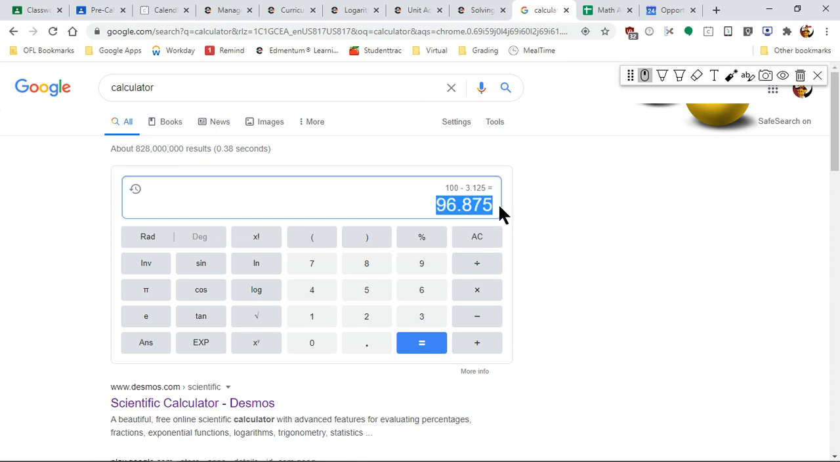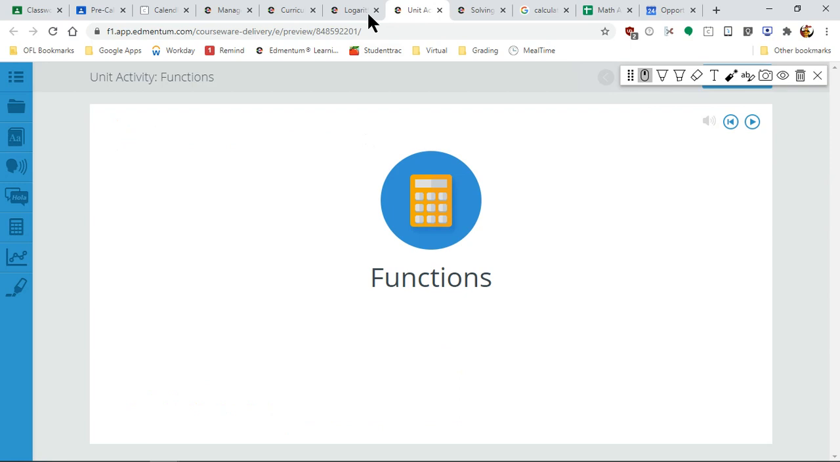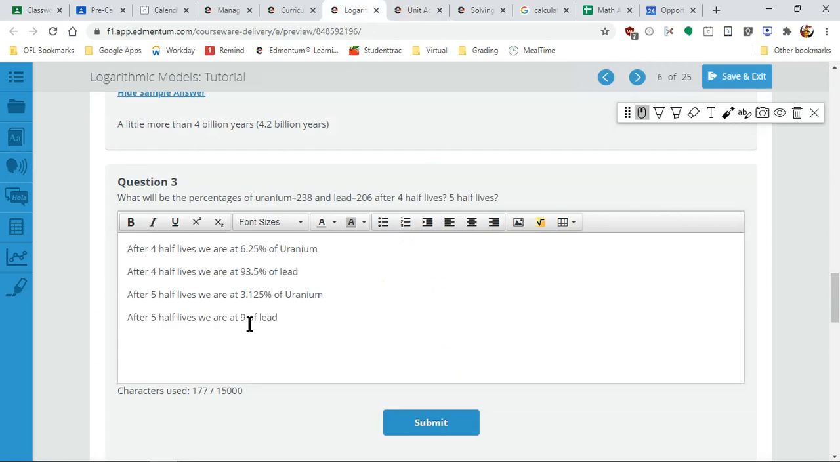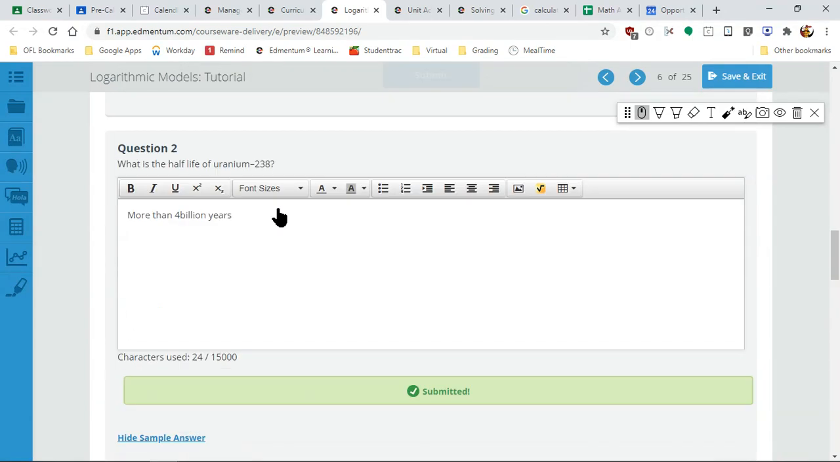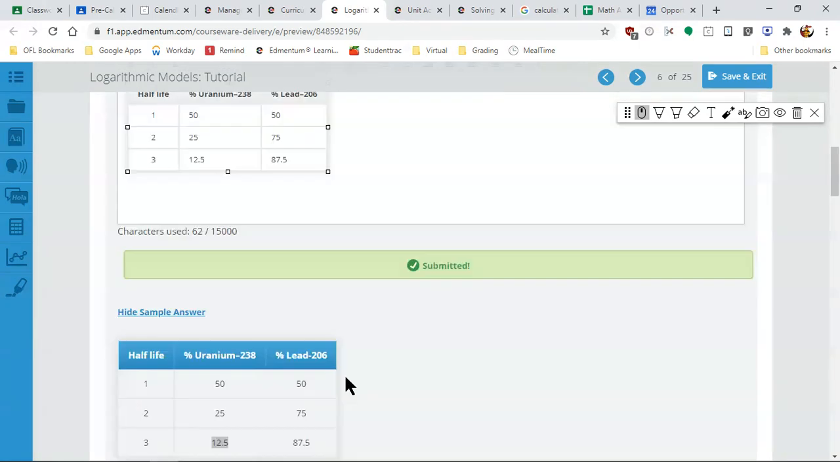Can I just copy this? I can copy it, guys. So that's what we're looking at. So with each half-life, we're always going to cut this percentage in half. And the lead is always going to be the inverse, because it's the inverse function of it.